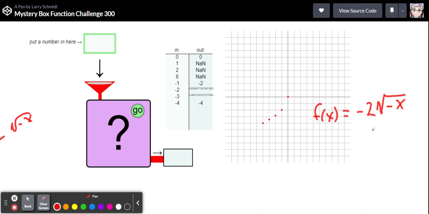-4 would be a good one to put in here. So a -2 times the square root of a -4. So a -4 is a +4. That's good. Then we can take the square root of that, which is 2. So we get -2 times 2, and that's -4.